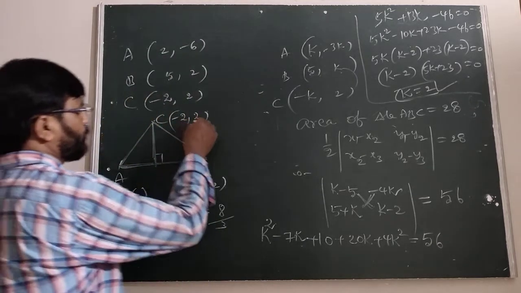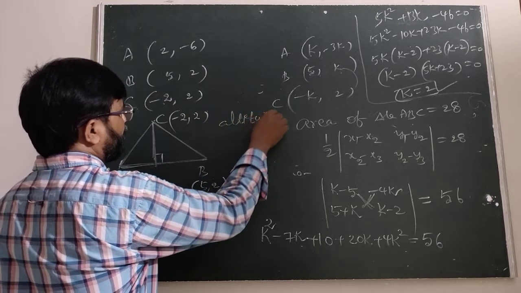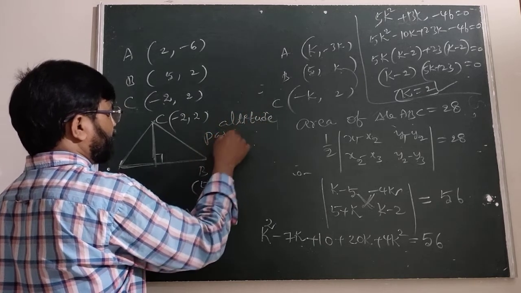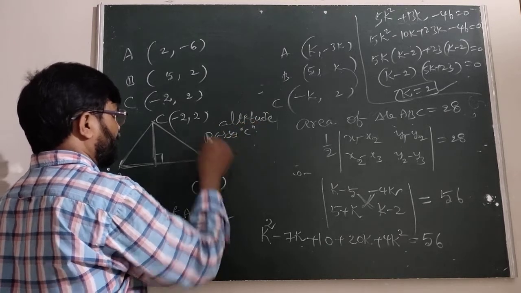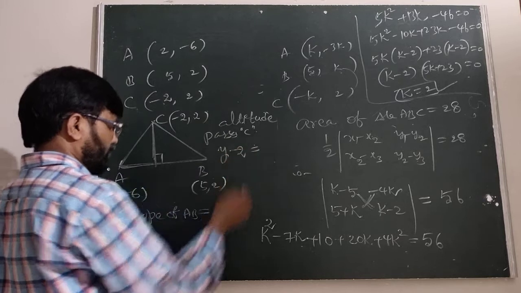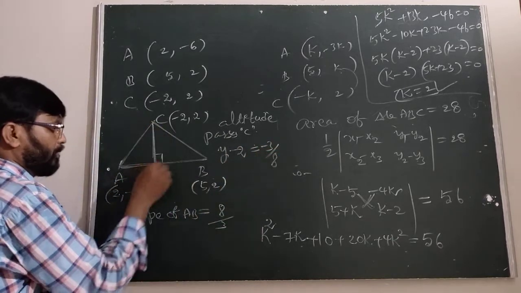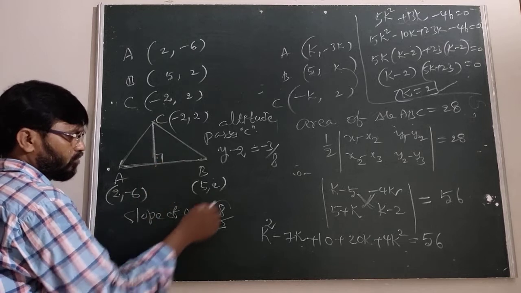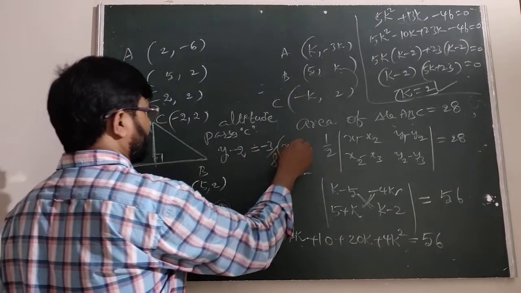Now the altitude through C. The equation of the altitude passes through C. That is y minus y1 equals minus 1 by m, which is minus 3 by 8, since this is perpendicular to AB. That means we take minus 3 by 8 times x plus 2.